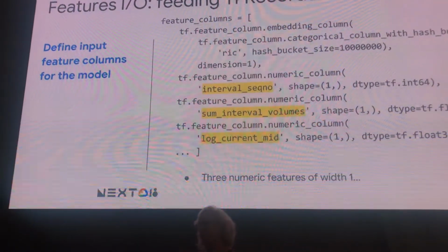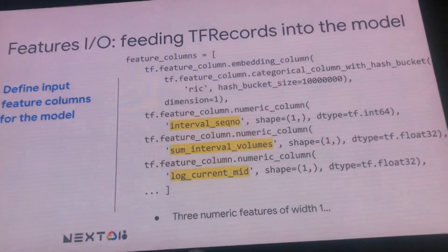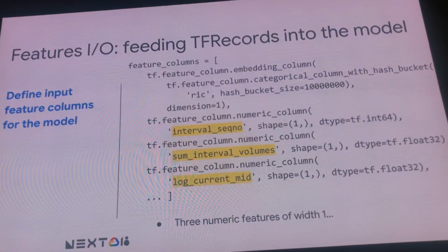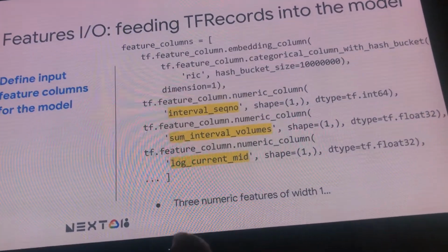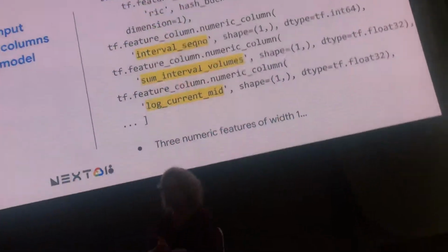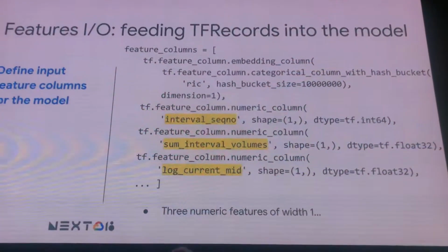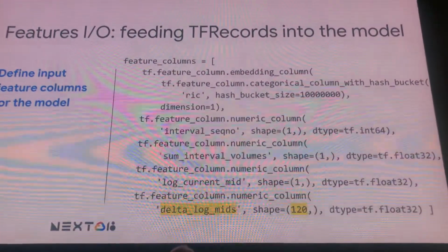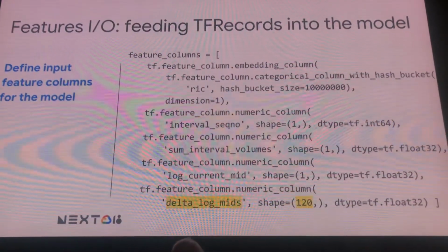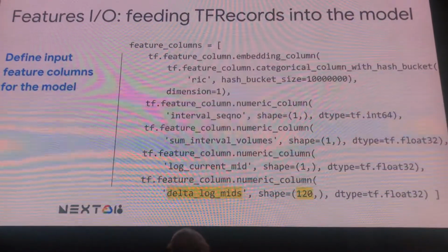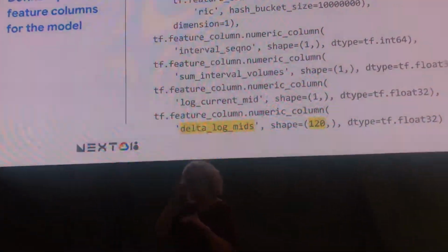Then you have feature columns for other model inputs, in this case interval sequence number, sum of interval volumes for the trailing window, and logarithm of the current mid. You can see that we specify their shape. The first dimension is 1 in all cases, meaning that they all have width 1. They're all scalars. And then we have delta log mids, for which we specify shape with the first dimension set to 120, reflecting the fact that it's expected to be a list of 120 values.